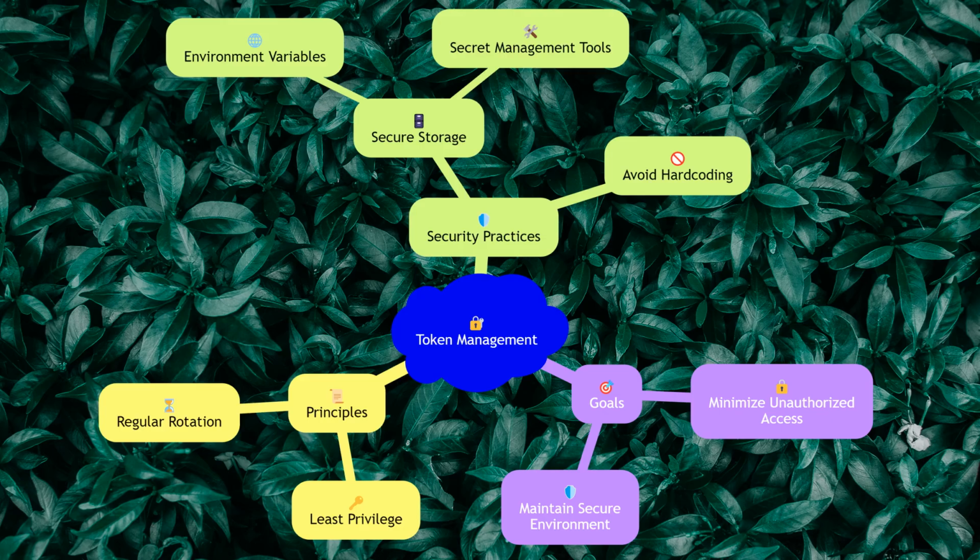Effective token management is essential for maintaining security. Always follow the principle of least privilege, granting the minimum necessary permissions. Regularly rotate your tokens to reduce the risk of compromise. Store tokens securely using environment variables or secret management tools. Avoid hard-coding tokens in your codebase. By following these best practices, you can minimize the risk of unauthorized access and maintain a secure environment.